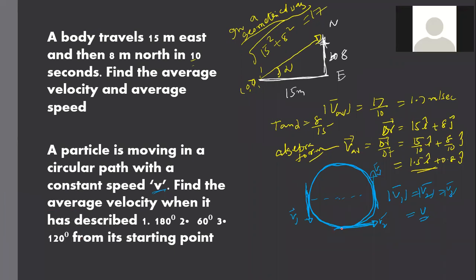These vector lengths must be equal in length, right? But the direction keeps changing. That's why these are called velocity vectors, but their magnitudes are v. Do you all follow this? Okay, I'll add one more screen here.